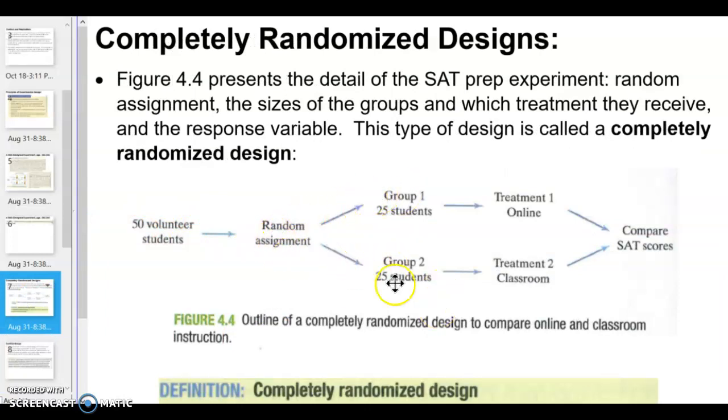How did I do this? So I said previously in the video, I would give 01 to 50 would be the numbers, and then I would randomly select 25 students that go into group 1, and the other 25 would go into group 2. And then we give them the treatment, and then what are you comparing? Not just compare SAT, what are we comparing? We're comparing the online SAT with the traditional in-class SAT prep course, and then we make our comparison and go from there.